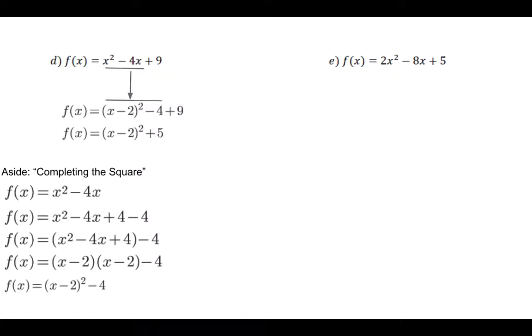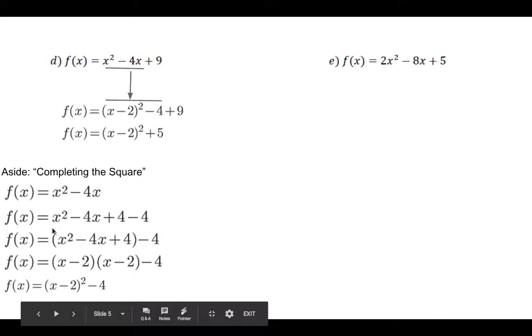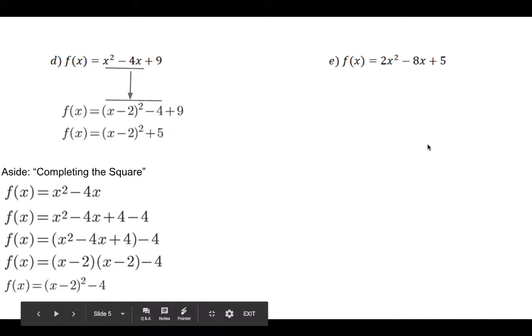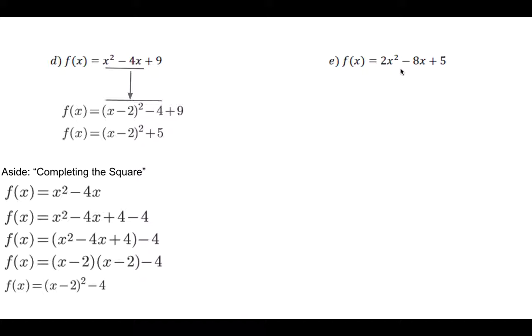Okay, and this is what we call completing the square. It's basically just creating the conditions so that you can factor these first 3 as a perfect square trinomial, the same thing twice.